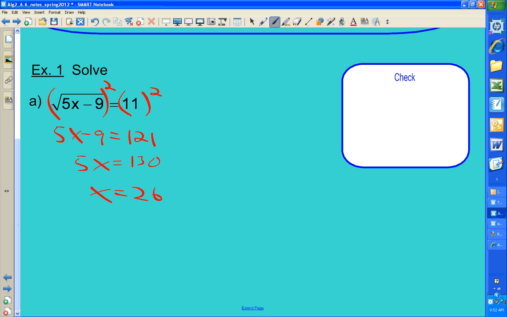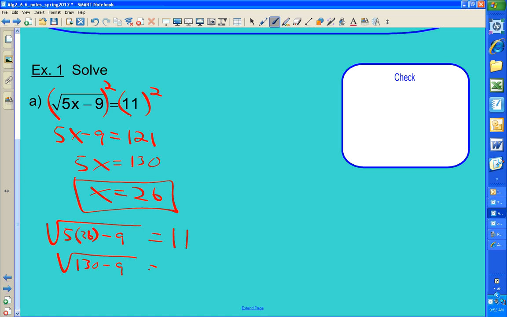x equals 26 appears to be our answer. You want to take time and plug it back in. 5 times 26 minus 9 is equal to 11. I know that some of you won't do it. You'll say, I'm not going to do that. I don't really care if it's extraneous, I'll just lose the points. That's certainly your choice. Okay? That's going to give you the square root of 130 minus 9, which is going to be the square root of 121.